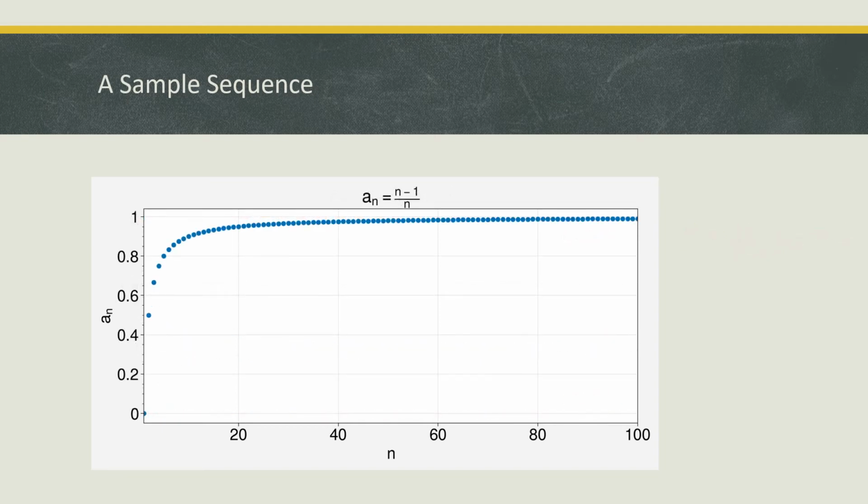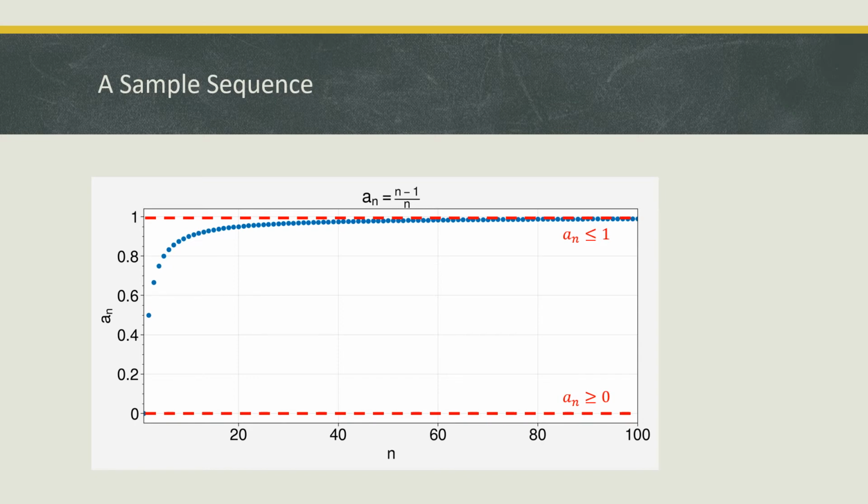For this next sequence, we observe that no term goes below 0. We say that it is bounded below. We also observe that the terms in the sequence do not exceed 1. We say that it is bounded above.